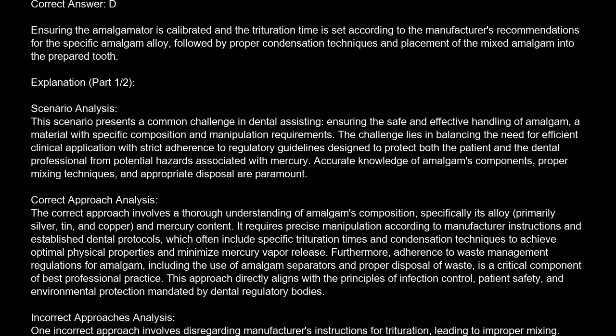Correct approach analysis. The correct approach involves a thorough understanding of amalgam's composition, specifically its alloy, primarily silver, tin, and copper, and mercury content. It requires precise manipulation according to manufacturer instructions and established dental protocols, which often include specific trituration times and condensation techniques to achieve optimal physical properties and minimize mercury vapor release. Furthermore, adherence to waste management regulations for amalgam, including the use of amalgam separators and proper disposal of waste, is a critical component of best professional practice.